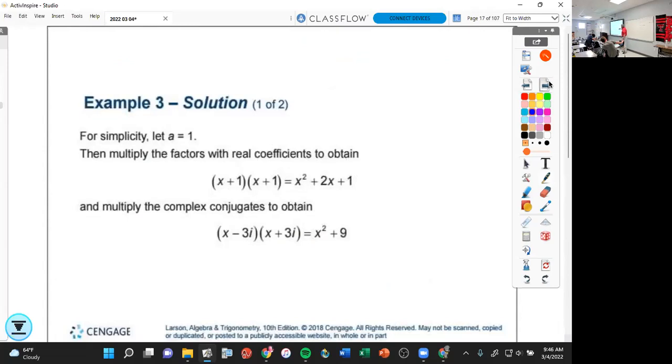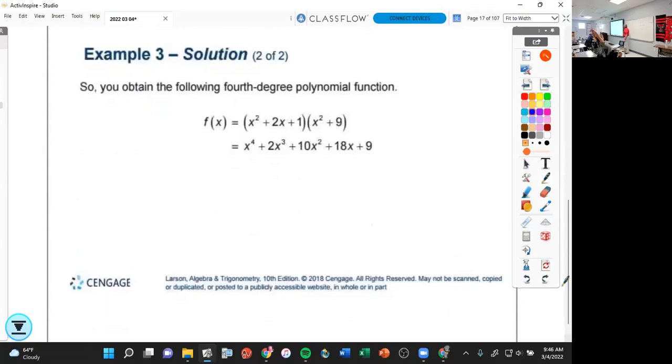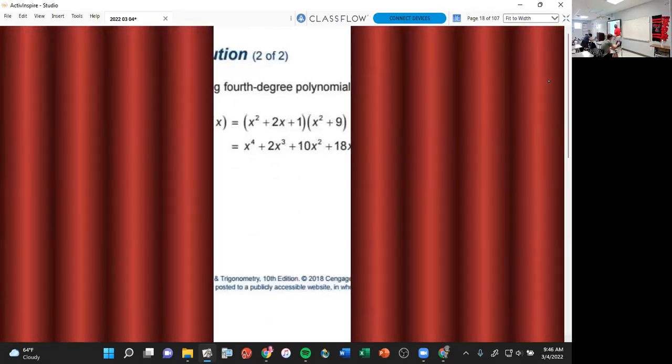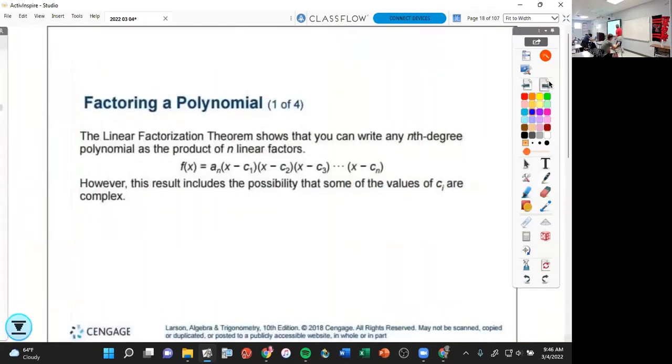Okay, so here we go. Here they're working through it. If you want to snap screenshots, that's cool. We did x plus 1 squared. We did x minus 3i, x plus 3i. Moving on. There you go. And I think that's what we got. Yes. Okay. Factoring a polynomial.